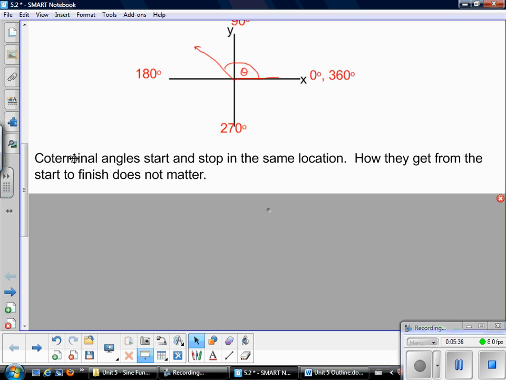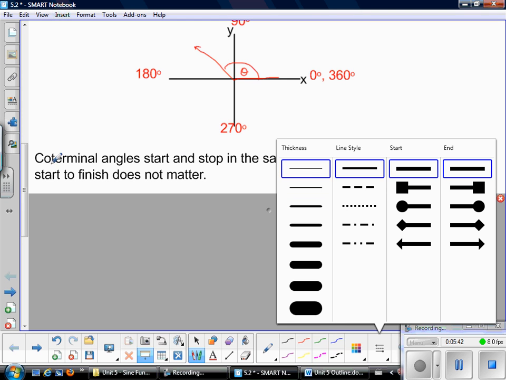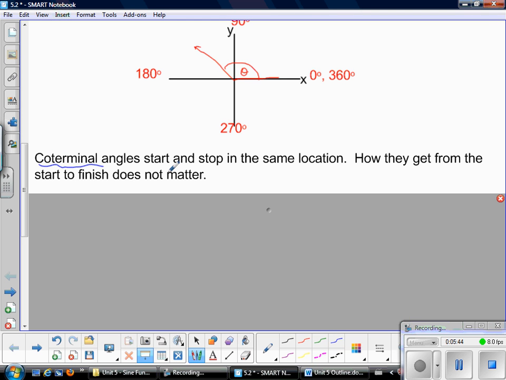So coterminal angles, and remember that was one thing that we wanted to study here. Coterminal angles start and stop in the same location. But the thing is, it doesn't matter how you get from point A to point B, as long as you start at the same place and you stop at the same place.